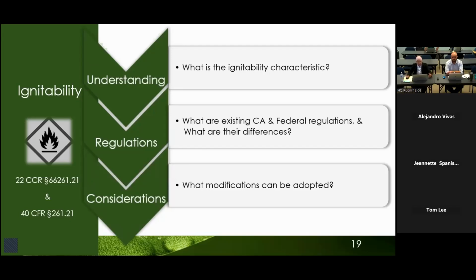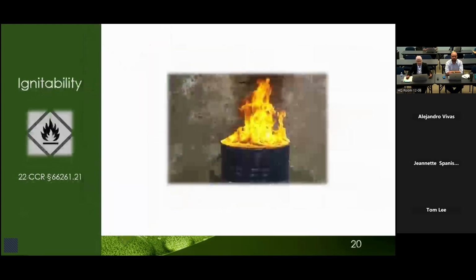Let's start with building our understanding of what the ignitability characteristic is. The characteristic of ignitability is based on whether a waste could easily catch fire under certain conditions. In other words, they can ignite when exposed to heat, flames, or sparks. Improper handling or storage of ignitable waste can lead to fires and explosions. These wastes are dangerous because they can ignite even at low temperatures.